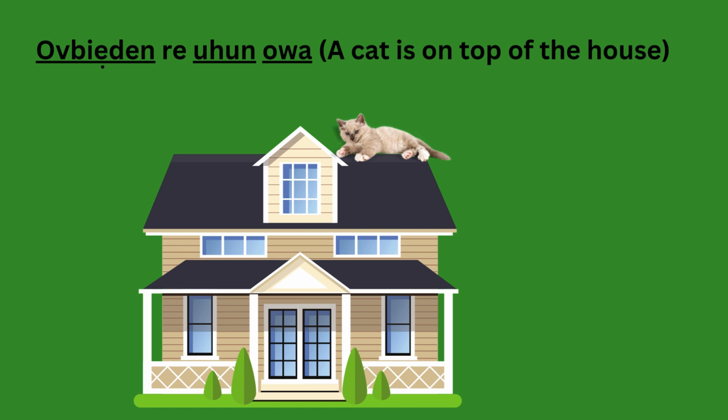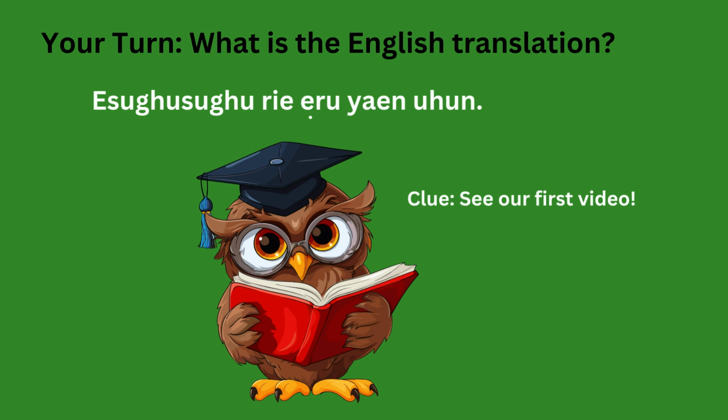Remember, we said in the first lesson, we looked at owa and we said owa meant a house. Uhun was the head, right? When we're talking about body parts. But of course, this one is a house. So oviede ruhuwa. Now your turn. So what is the English translation of this Edo sentence? Esugusugu rie eru nyahu.